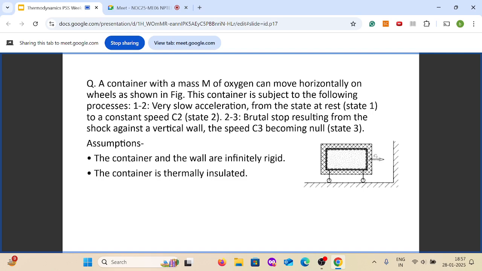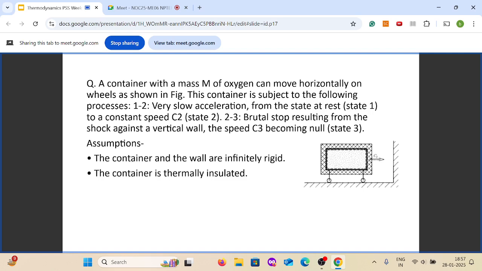So moving on, it's the next question. This is not a control volume but a control system. We'll see how to solve this. So we have a container with a mass m of oxygen which is moving horizontally on wheels as shown in the figure. This container is subjected to the following processes. So 1 to 2, very slow acceleration from the state at rest. Slow means they are trying to achieve a reversible process, like a quasi-static process, not generating any internal entropy. So from rest to constant speed C2.